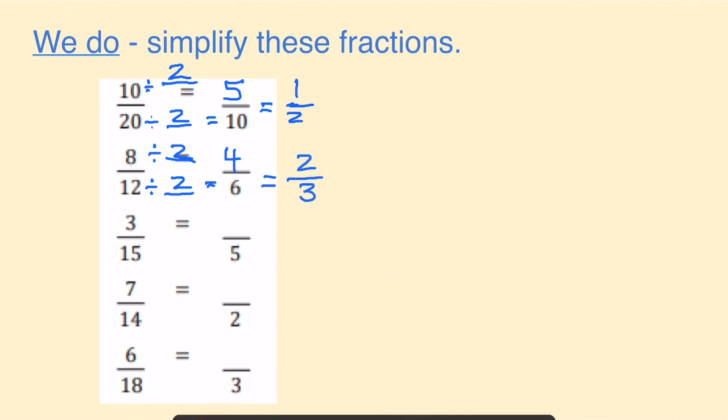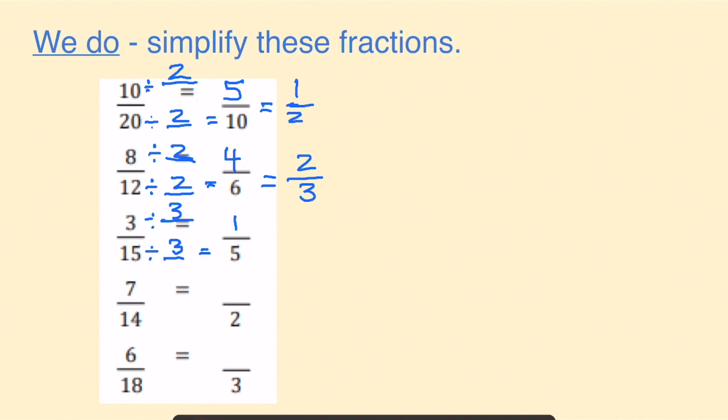The next one I'm going to look at, 15 divided by something equals 5. How did I get that denominator? 15 divided by 3 is 5. So what will the numerator up here be? 3 divided by 3 is 1, so 1/5.